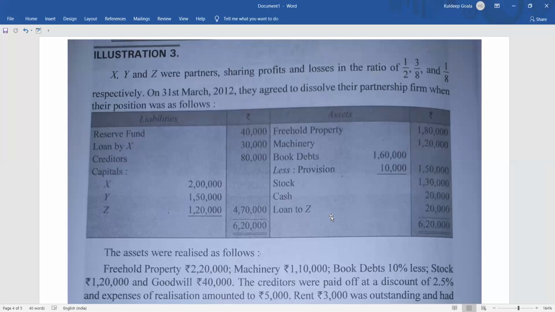So if Z has taken the loan, that means the partner has taken a loan, what will happen? He will pay. Who will pay? The partner will pay to the firm. We saw the treatment just now. It will be Z's capital account debit to Z's loan account, right? So I hope all of you understood that. Now we will proceed with the next entry.